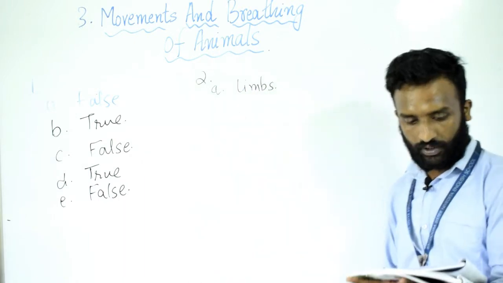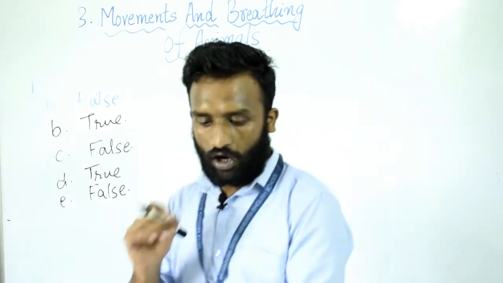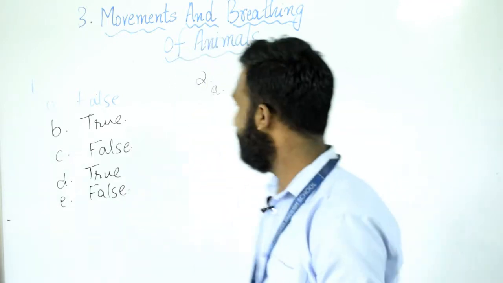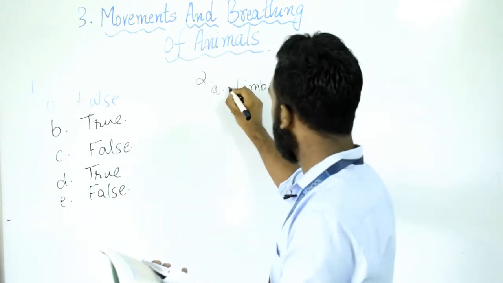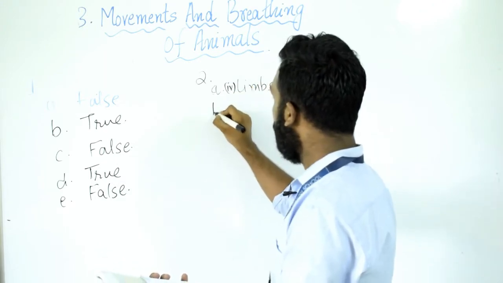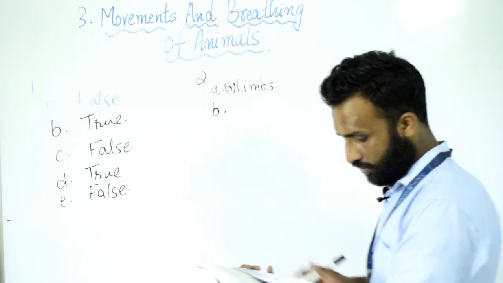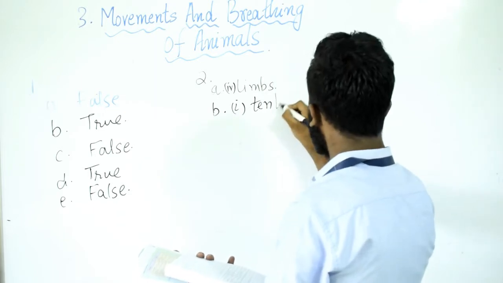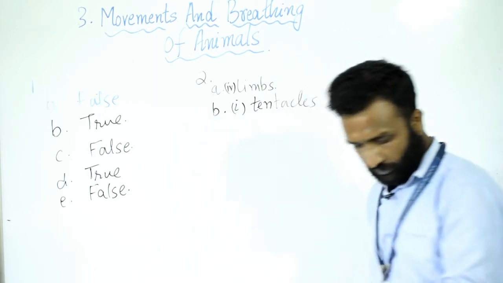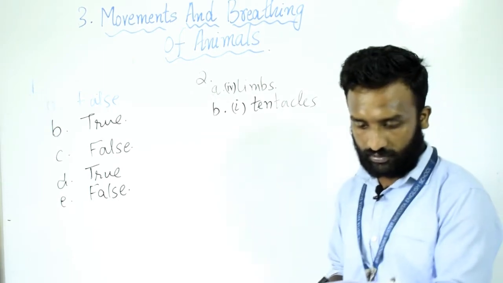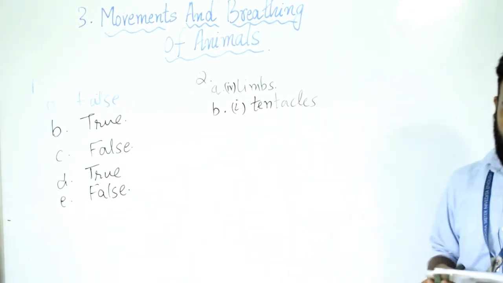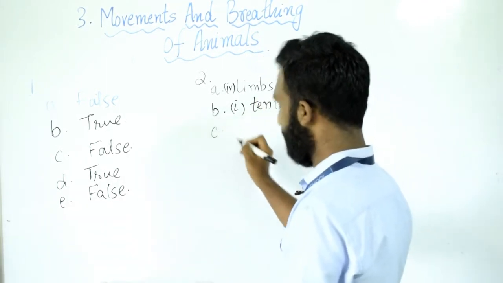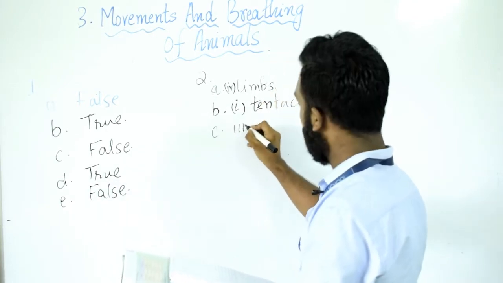Okay, number two. Now the next, octopus. For octopus, if we see here from column B, the answer is tentacles, which is in 4. Now number C, cockroach. For cockroach, what do they have? If you see here, scales, legs, now webbed feet is left. So the cockroach has legs, which is in 3.